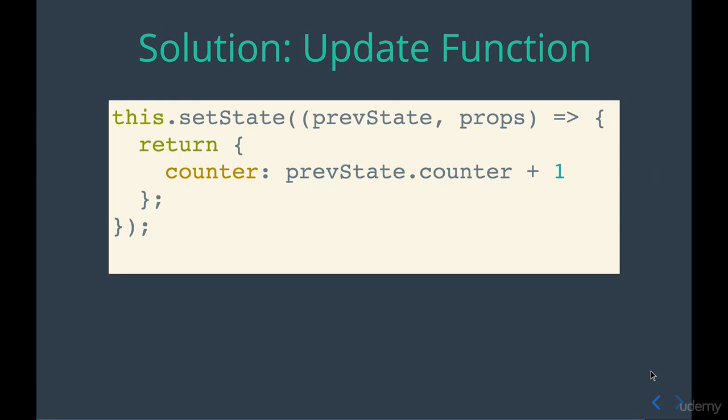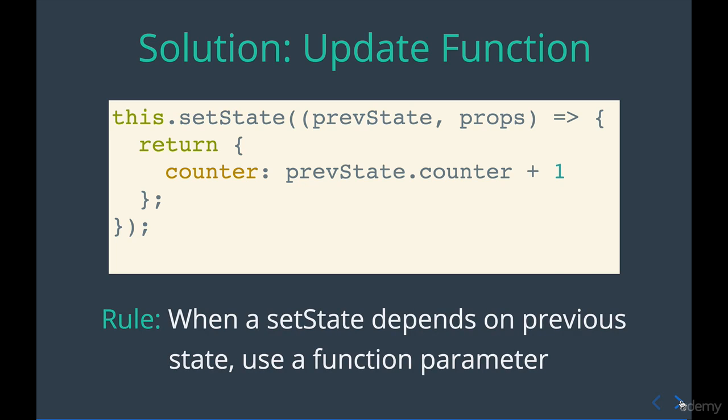Well, setState can actually take an update function rather than an object. So this is what you want to use whenever the state that you're updating depends on a previous value for the state. So as you can see here, this function has 2 parameters, the previous state and whatever our props are. And then our goal is to return an object for the new state. And inside of this object, we're assigning the value for the counter to be the previous state.counter plus 1.